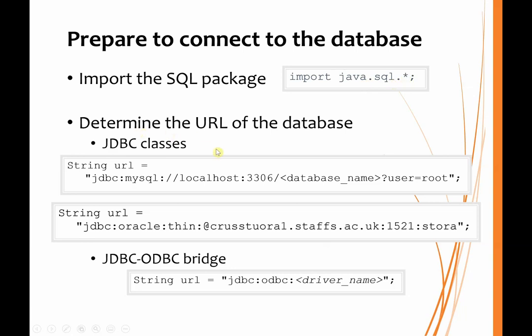So to prepare to connect to the database, we will need to import the java.sql package. We also need to determine the URL of the database that we want to use. So for example, MySQL is going to have a URL that looks like this, and you put in your database name at this point. If you're using an Oracle database, it will look something like that, but this bit here will be the bit that varies according to your database. And if you're using the JDBC ODBC bridge, then you'll end up with something like this, and that's the ODBC driver name.